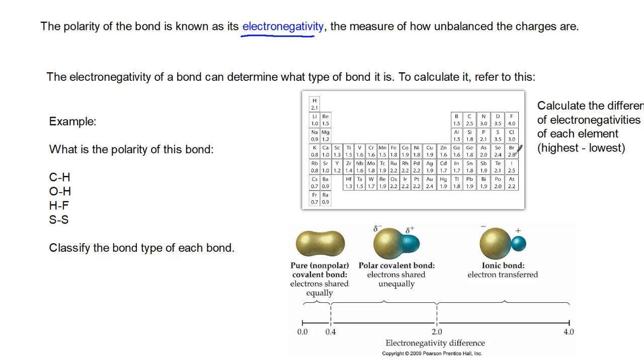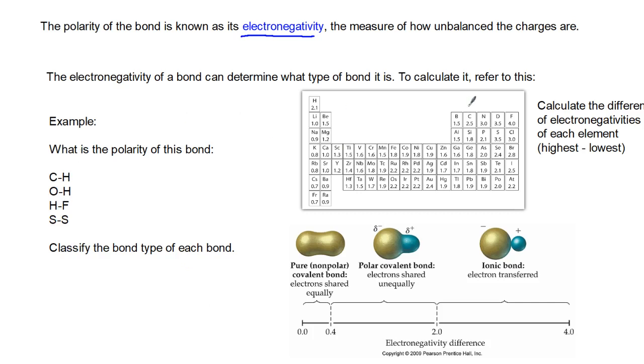Because once you get to chlorine and bromine and iodine, there's more electrons to block the share of electrons, right? It's a little bit confusing, but we are going to calculate the polarities of this.